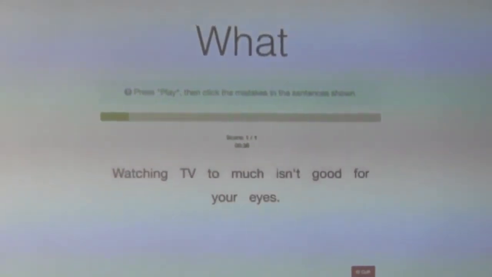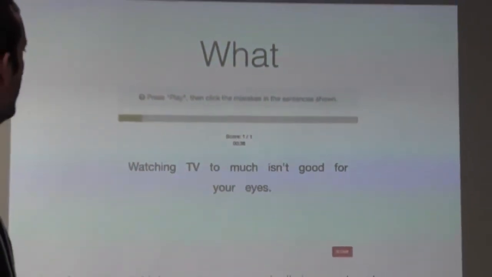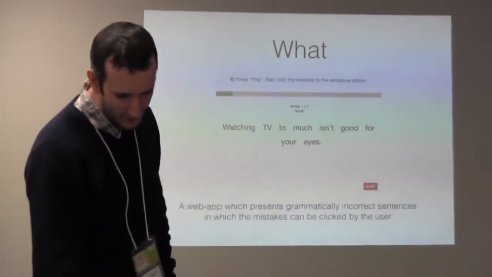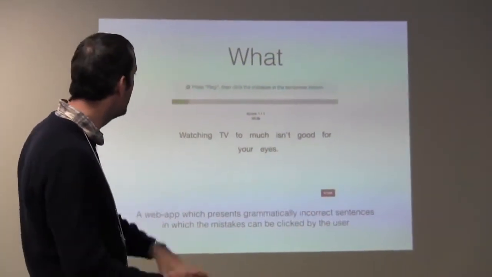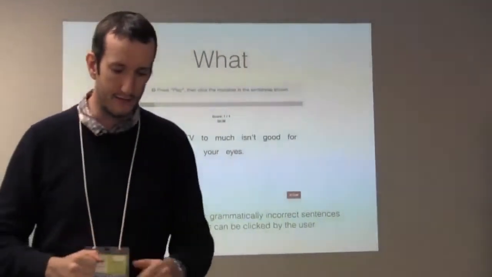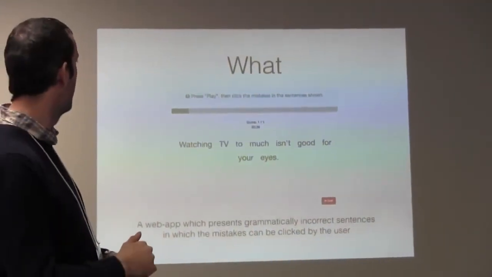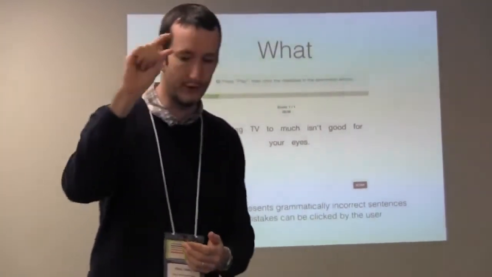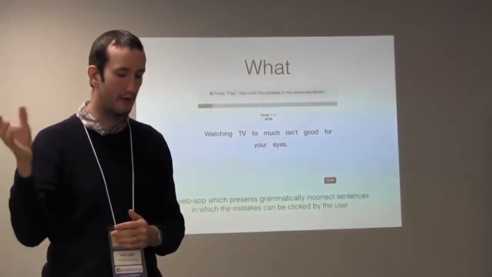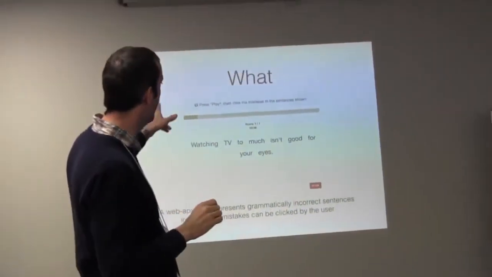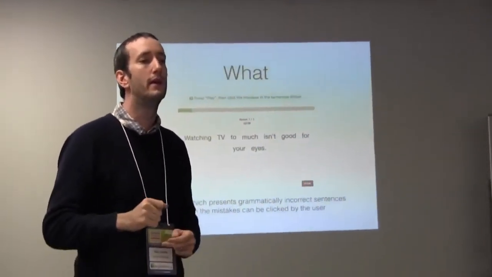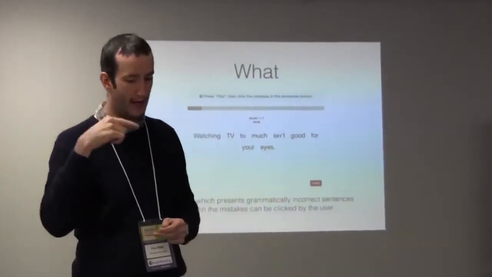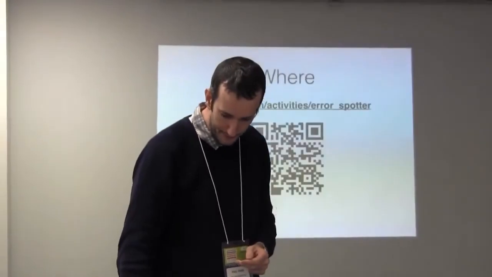So here's an example. Watching TV too much isn't good for your eyes. Can anyone spot the mistake? Yeah, good job. So you would click the "to", and it would give you the feedback. I'll try and demonstrate it later if I can get an internet connection. They would be rewarded with a nice sound effect, and a green bar increases. If they click the wrong place, then it would go red. Every word and every space between every word is clickable, so they act as the distractors.